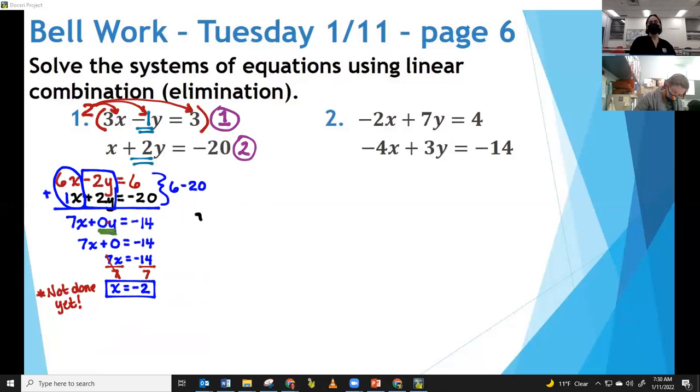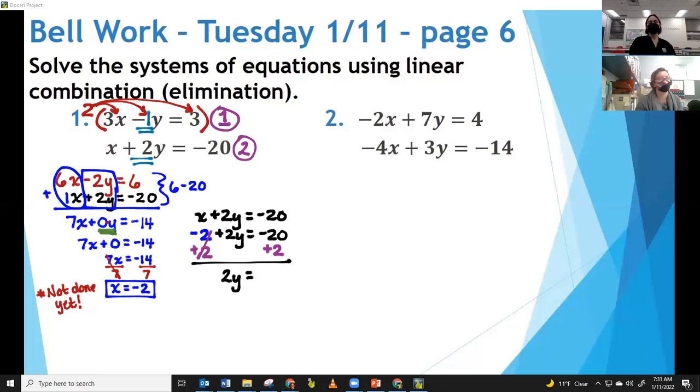So equation 2 says x plus 2y equals -20. And we are going to put -2 in the place of the x. So then from here, to get my y all by itself, I'm going to add 2 to both sides. What is -20 plus 2? -22, good thought. It's going to be negative 18.